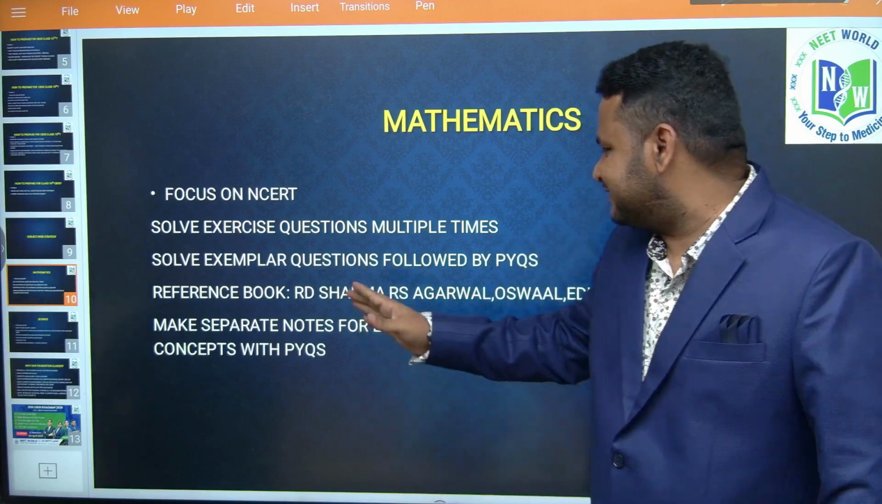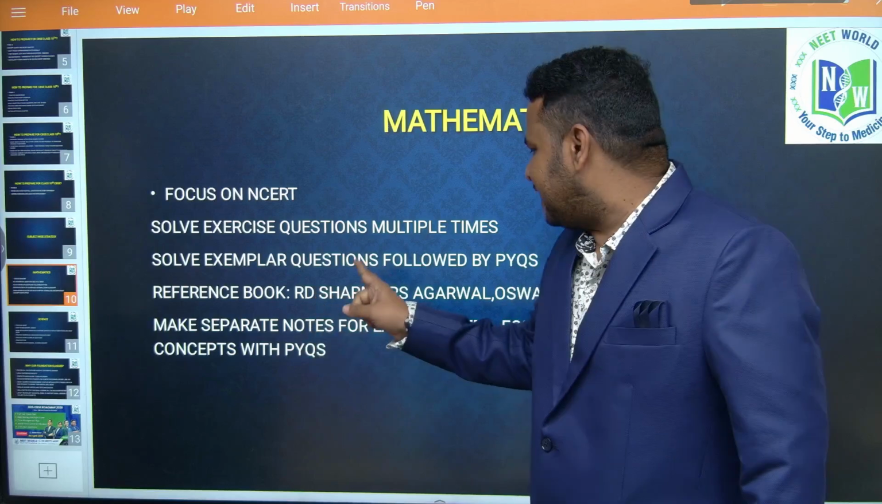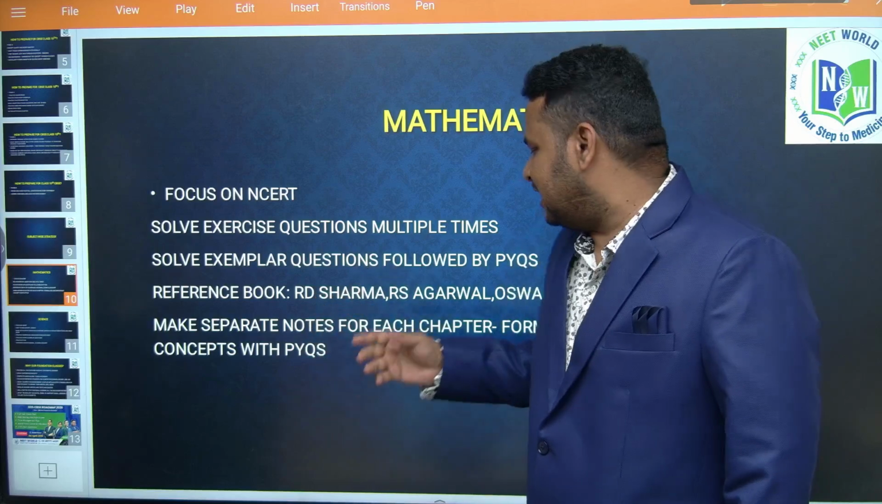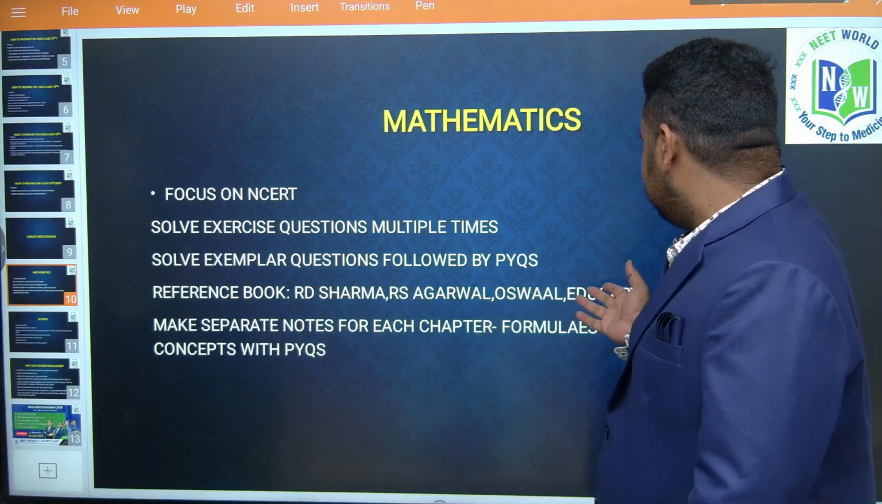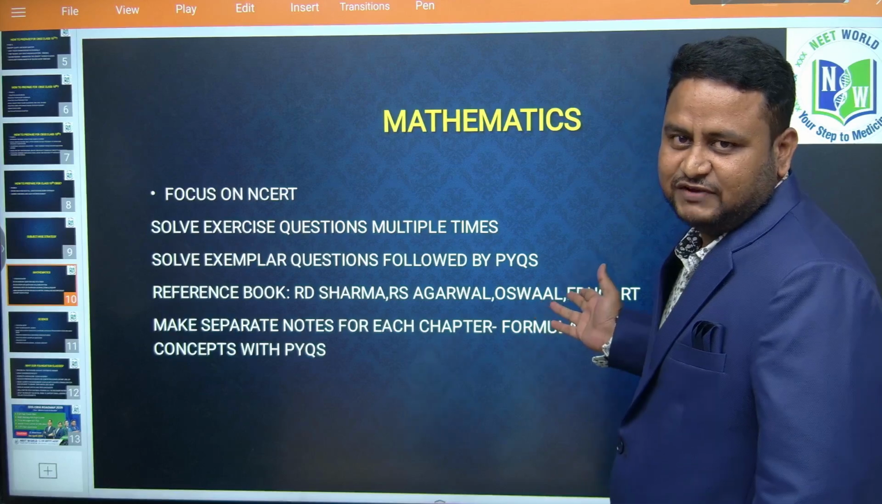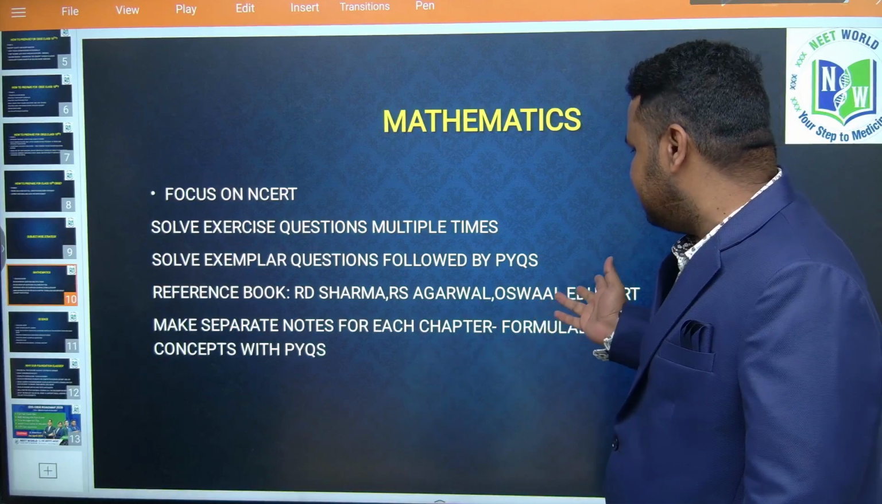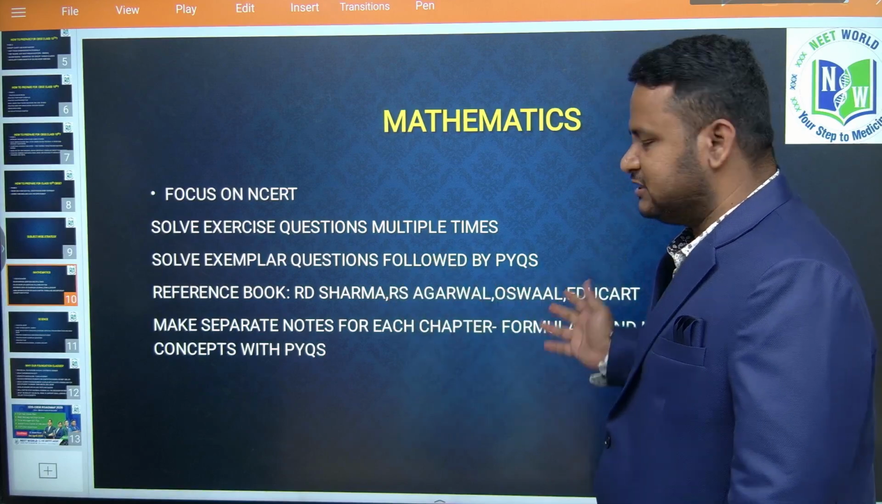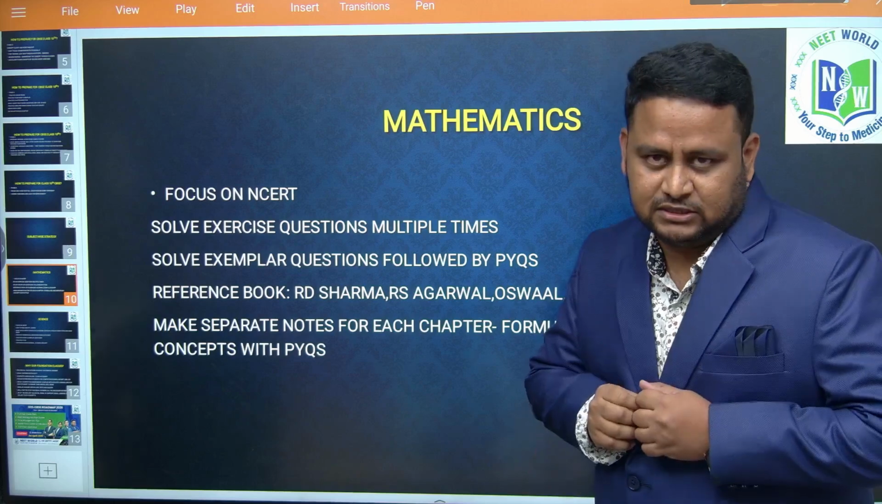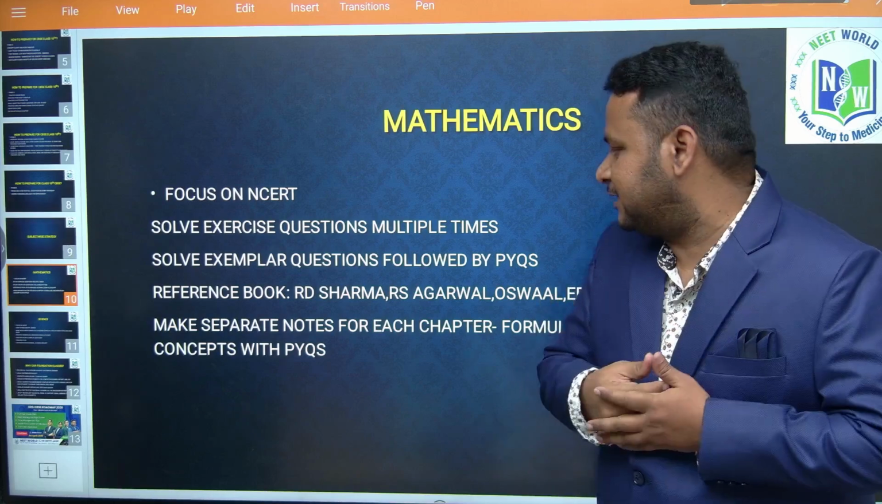Okay, the most famous and favorite reference book of all is R.D. Sharma. Or you can go for R.S. Agarwal, Oswald publication or Educard. In recent years, Educard is also very famous and a wonderful book. Educard or R.D. Sharma, you can go for either of these, but we don't suggest you go for all the books. Take one of them and revise it multiple times.